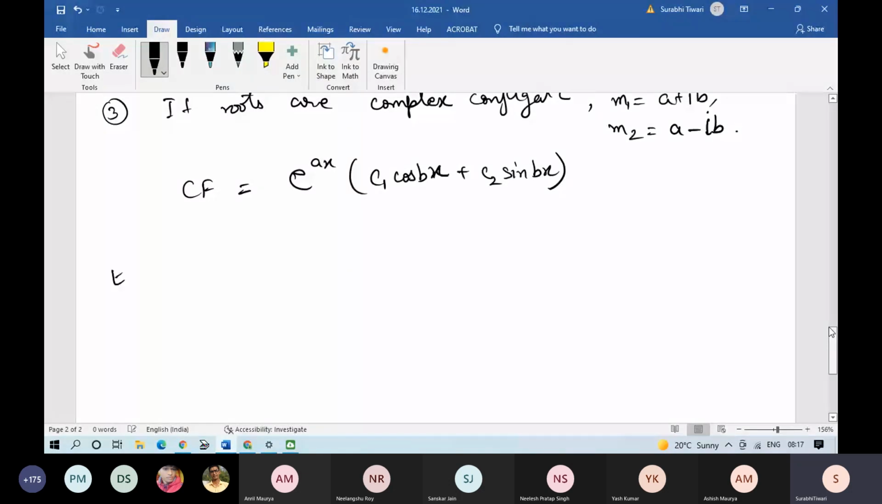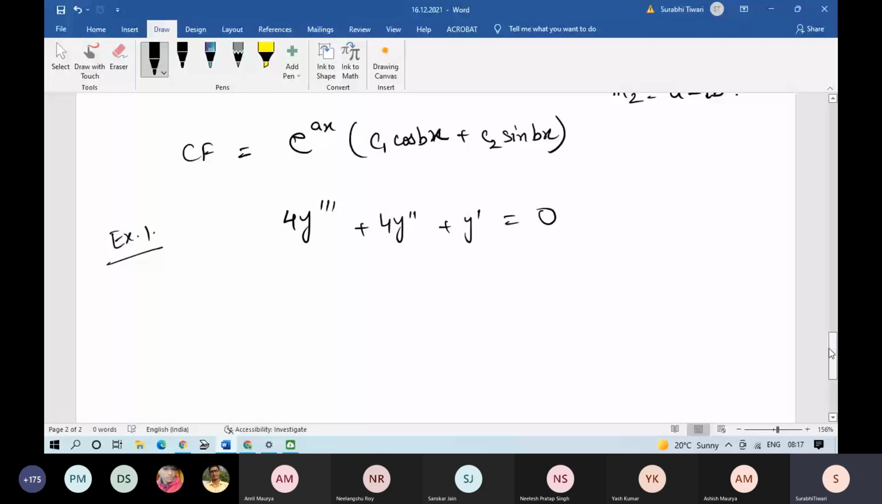Suppose this is the question: y triple dash plus 4y double dash plus 4y dash plus y is equal to 0. So what is the functional equation? (4D^3 + 4D^2 + D) y is equal to 0.